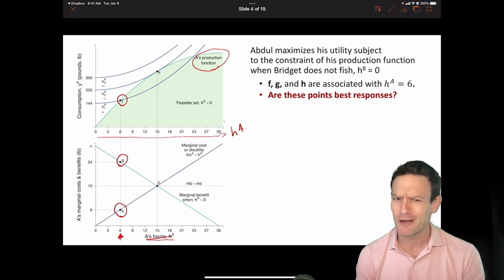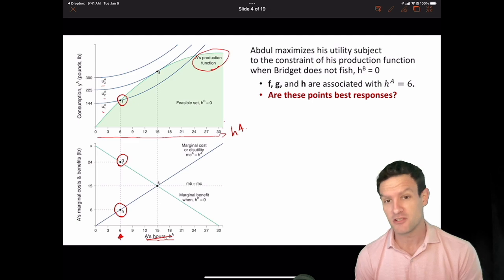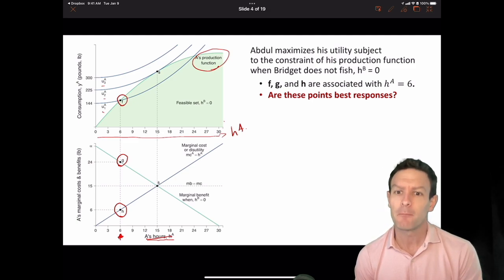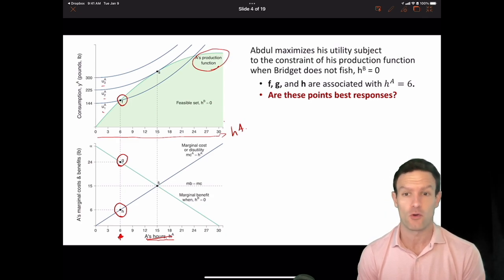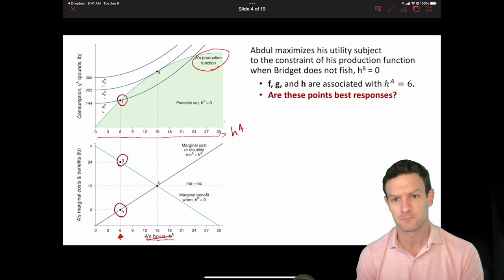So what do you think? Are those points best responses or not? Why or why are they not best responses? Take a moment to try and think about that for yourself, and then we'll proceed to understand whether or not they are best responses.